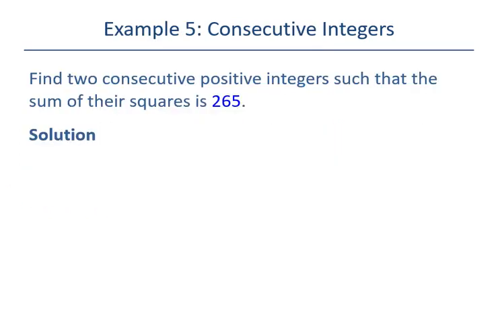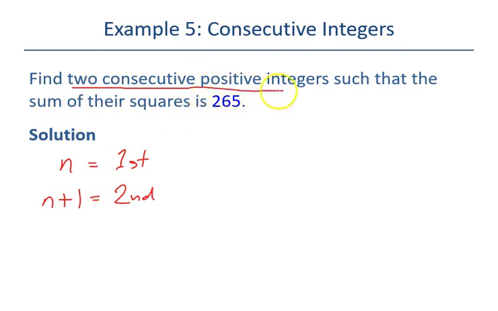Okay, let's look at this one. Find two consecutive positive integers such that the sum of their squares is 265. So we have two consecutive integers. Okay, we know what that means now, so let's come in here and write them out. I've got one integer that's an n. That's going to be my first guy. n plus 1 is going to be my second. It said find two consecutive positive integers. Now, the sum, well, I'm going to sum these guys, of their squares is 265.